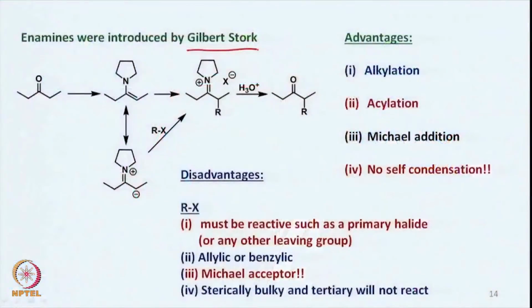So Gilbert Stork at Columbia University introduced enamines. As we can see, we can take a ketone and react it with a base, this secondary amine like say pyrrolidine, and then we can get the enamine, which is of course in resonance with this kind of species. So, we have an enamine, and when RX is added, the negative charge attaches to the R, we can get here, and then hydrolysis leads to the generation of the ketone.